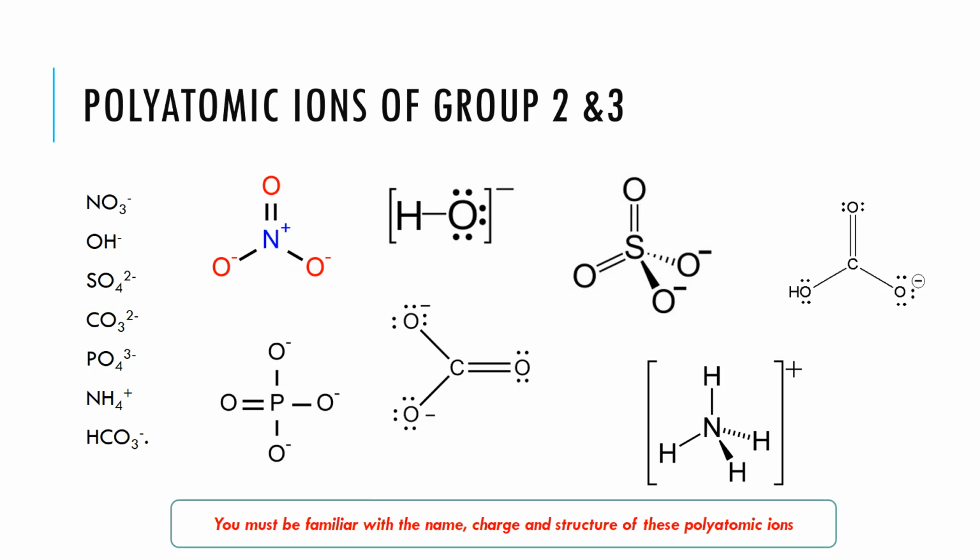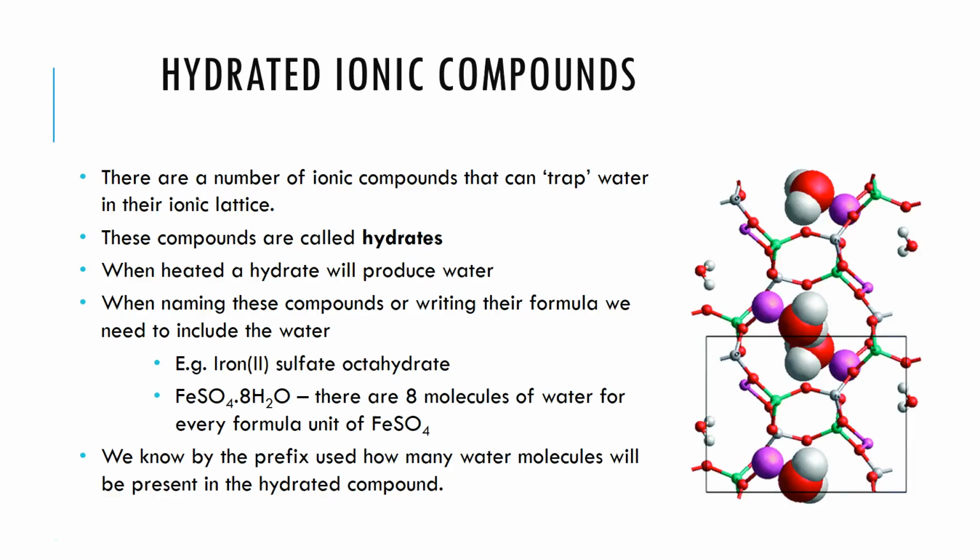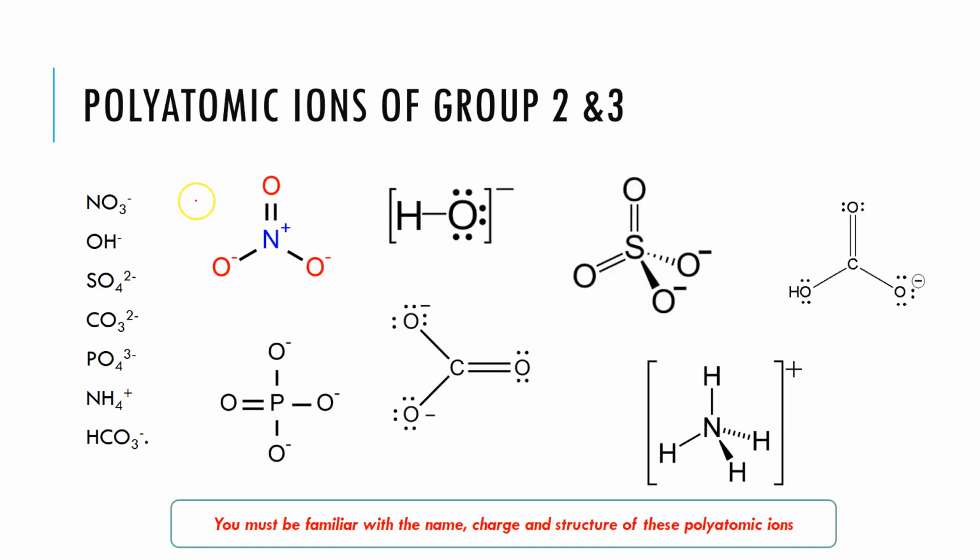Okay, so let's go through the names of these. This one is going to be nitrate, our NO3 minus. This one is phosphate. We've got phosphorus in the middle with 4 oxygens. This is a really important one for biology. It forms the backbone of our DNA. We have phosphate groups on our DNA.